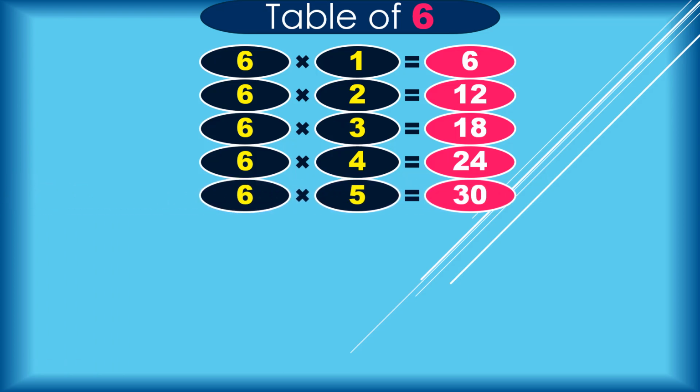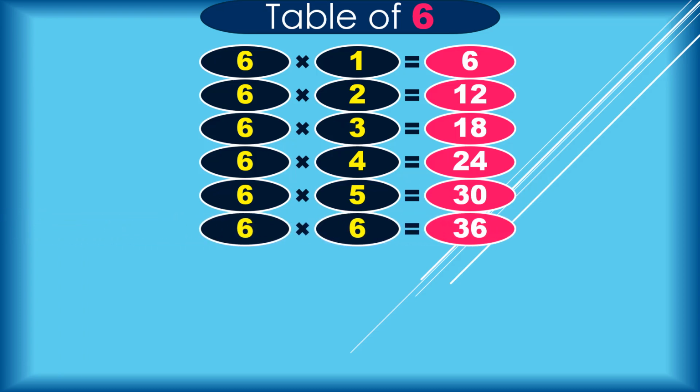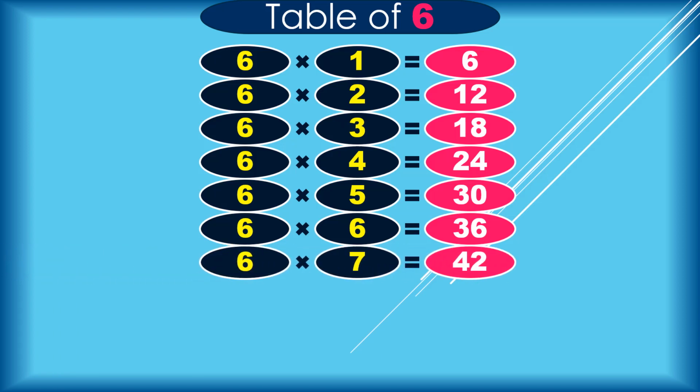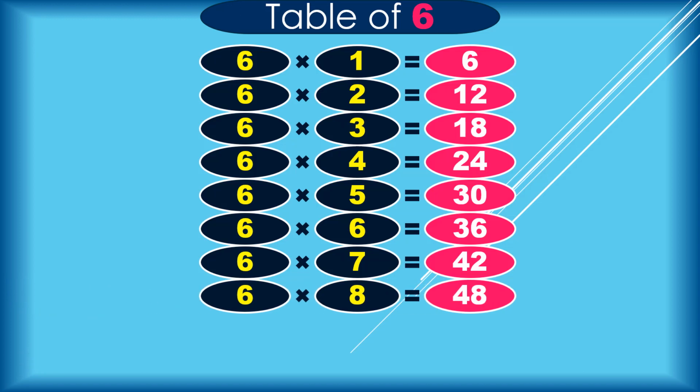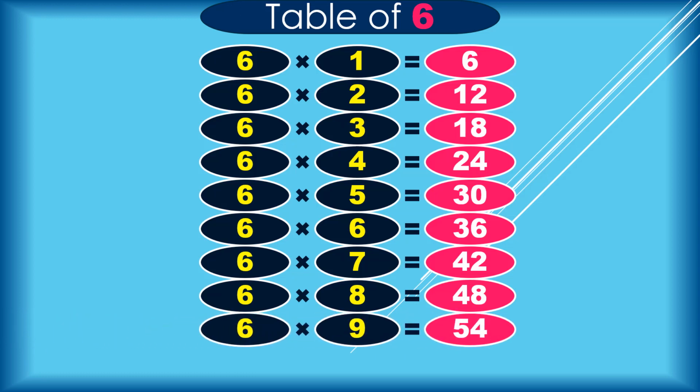6 5s are 30. 6 6s are 36. 6 7s are 42. 6 8s are 48. 6 9s are 54.